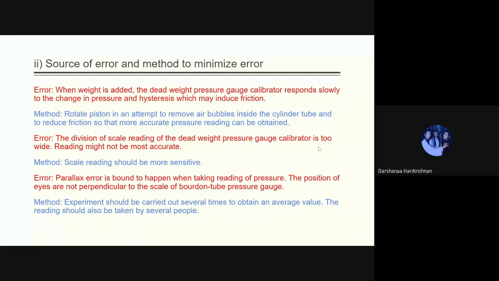The third error is parallax error. Parallax error is bound to happen when taking readings of pressure. The position of the eyes is not perpendicular to the scale of the Bourdon tube pressure gauge. A method to overcome this error is that the experiment should be carried out several times to obtain an average value. The reading should also be taken by several people.